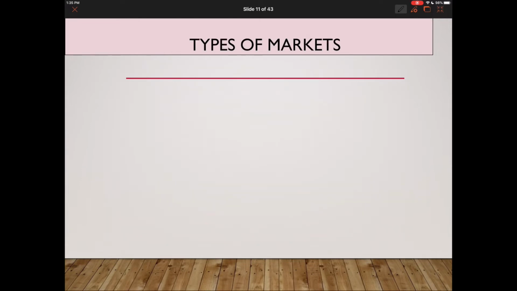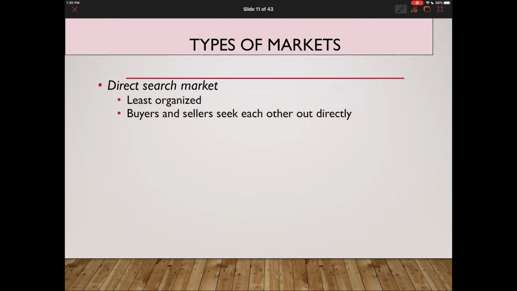So next up, we're going to discuss types of markets. There are 4 types of markets in which these securities are traded. The first is a direct search market. This is your least organized of the 4 markets that we will discuss. And this is where buyers and sellers seek each other out directly. So this involves sporadic participation, typically non-standard goods.